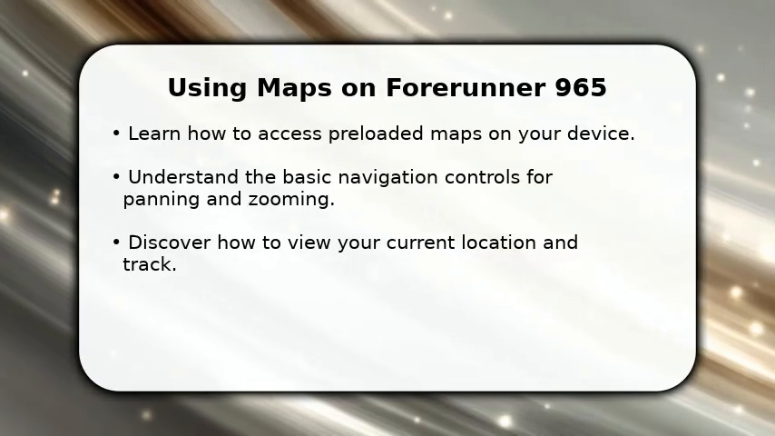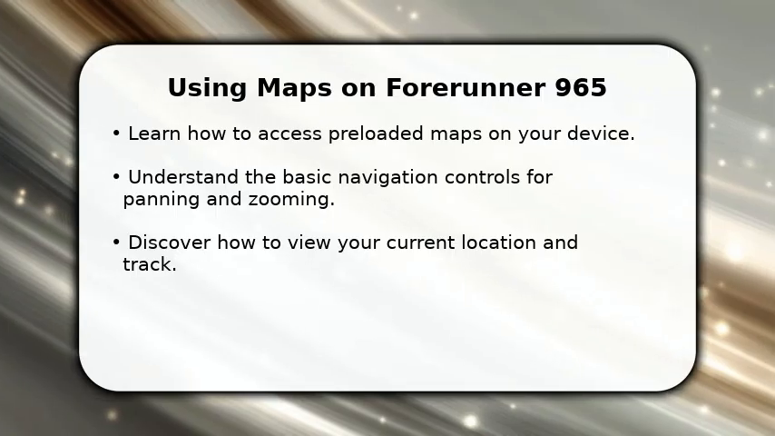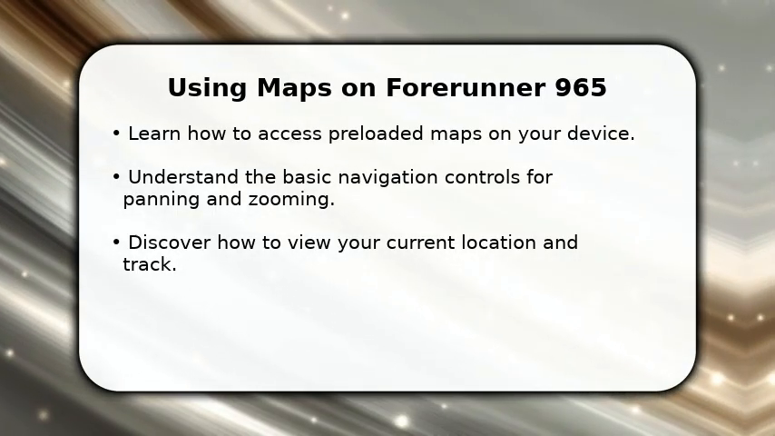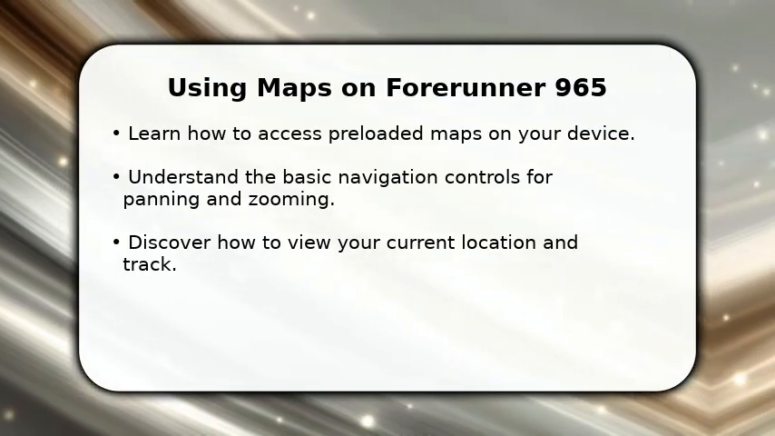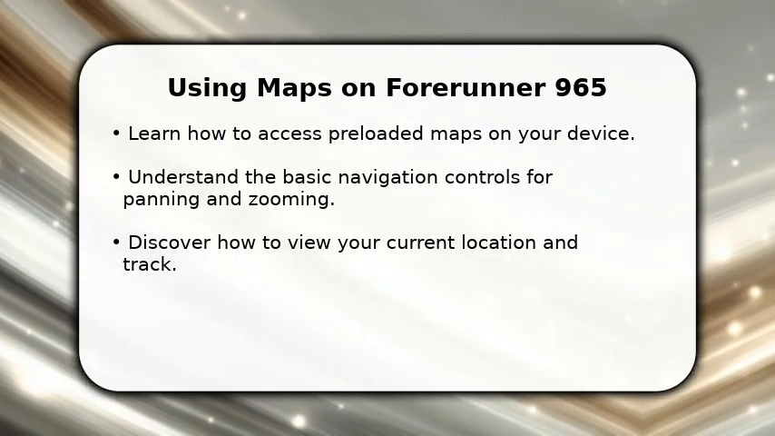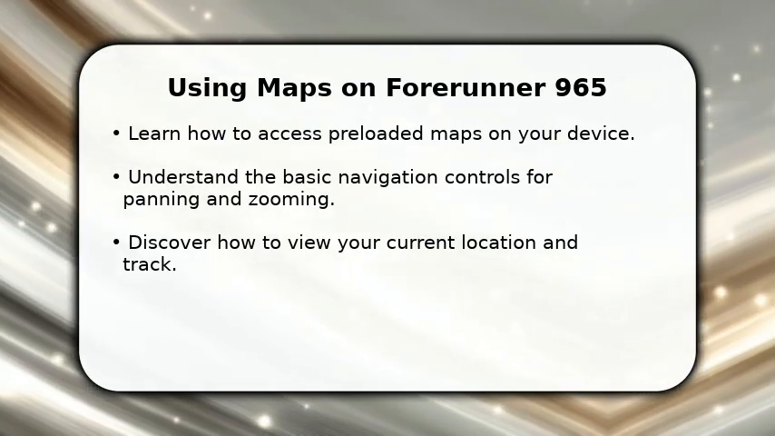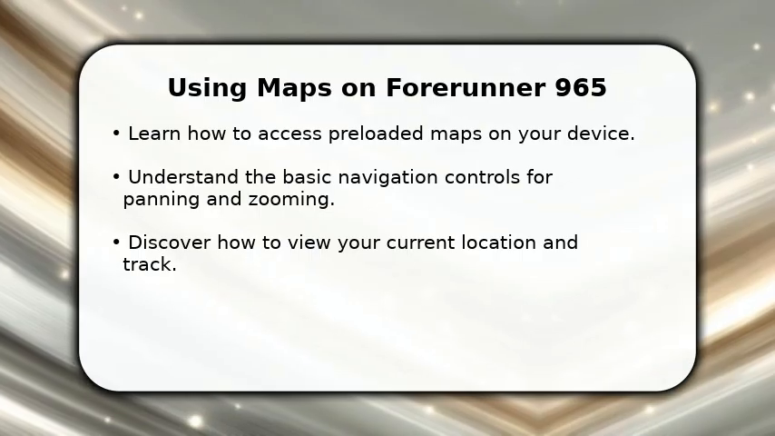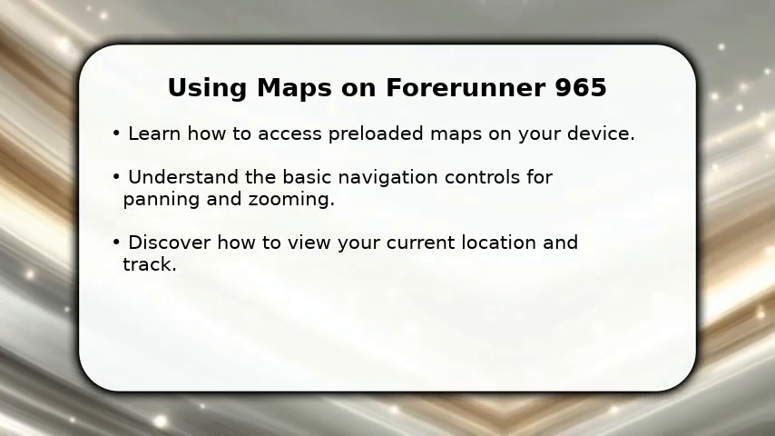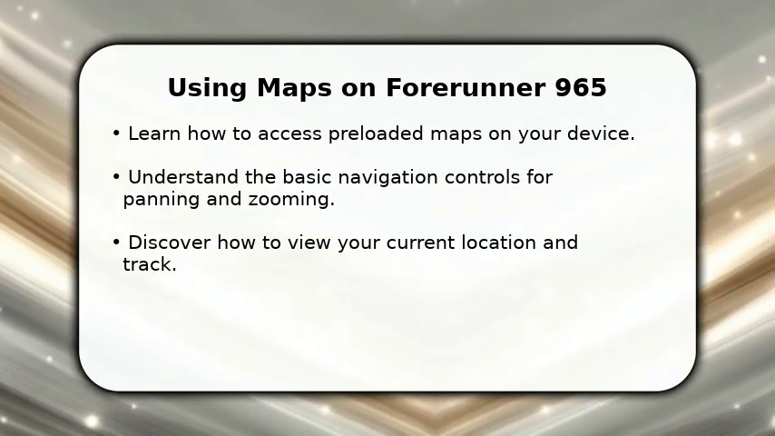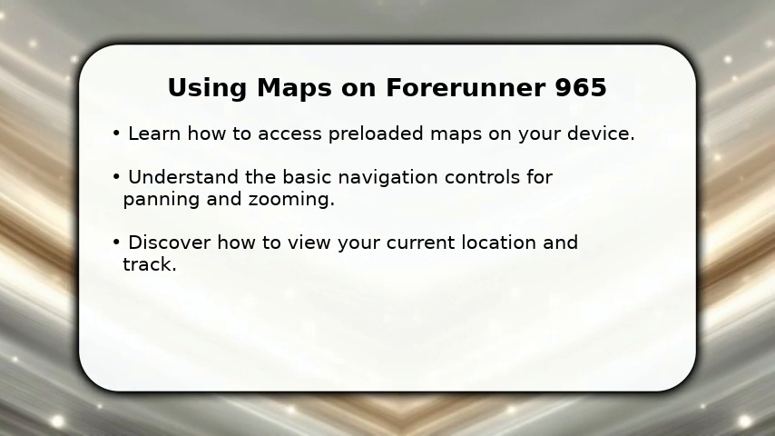In this video, I will explain how to use maps on your Garmin Forerunner 965. To begin, press the up button to access the main menu. Scroll down and select Maps to view the preloaded topographical maps. You can pan across the map by swiping your finger and zoom in or out using the up and down buttons. Your current location is marked by a small blue triangle, and your track is shown as a thin line. This allows for quick orientation during your activities.